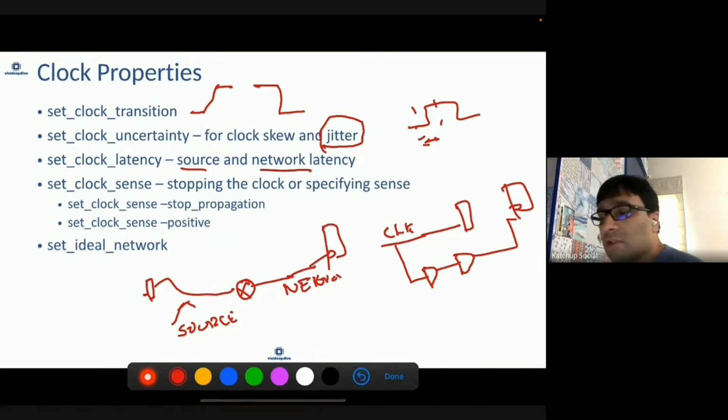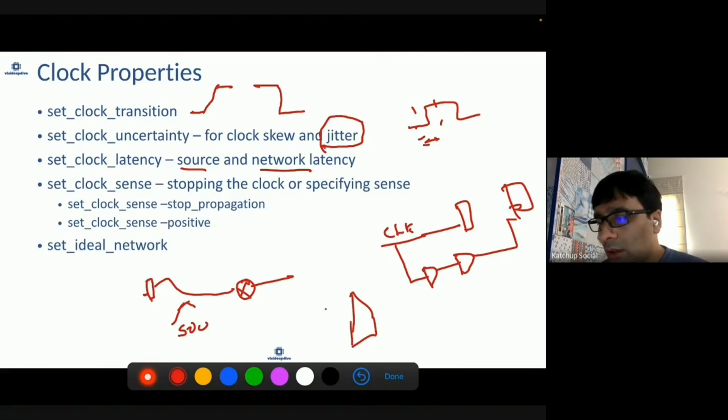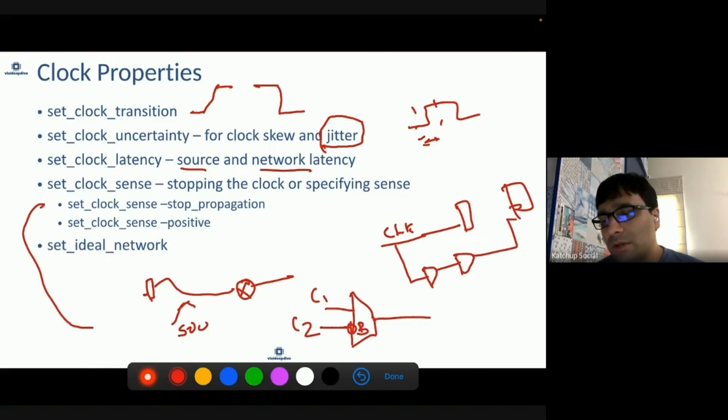You can specify the sense of the clock, that whether the clock is stopping at a particular point, or whether the clock sense is positive unate or negative unate. You can also specify those values. So you can specify using the set clock sense command that, let's say you have a mux in the design, two clocks are coming here, C1 and C2, and I want C2 to stop here on mux B pin. You can specify it using the set clock sense stop propagation command.